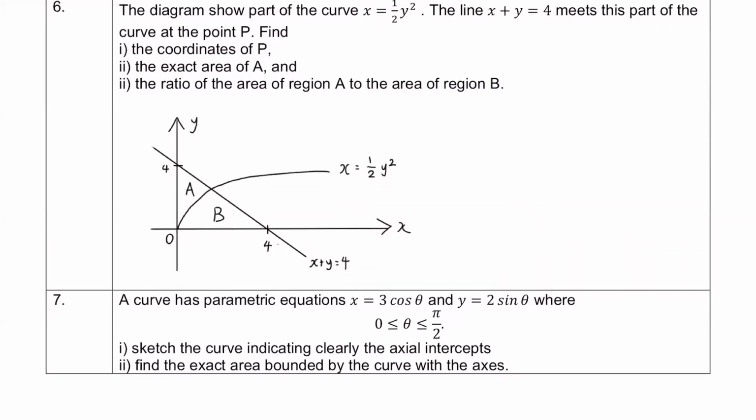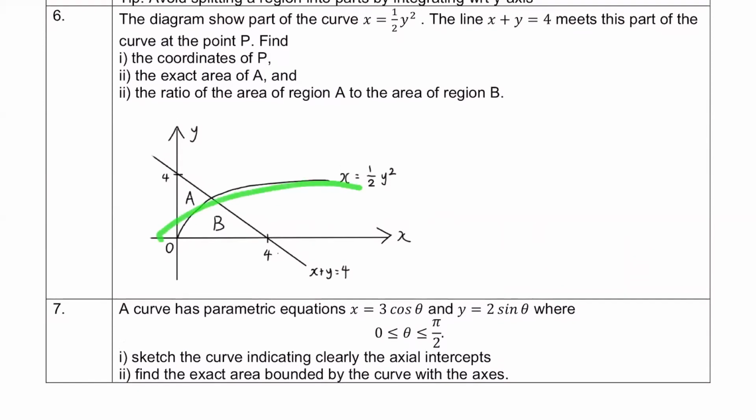Okay, let's take a look. Question 6. The diagram below shows part of the curve x equals half y squared, and the line x plus y equals 4, and meets this part of the curve at the point P. So this is a point P here. You want to find the coordinates of P.